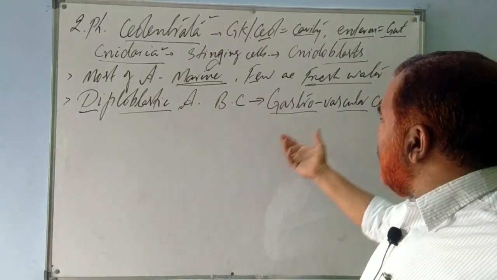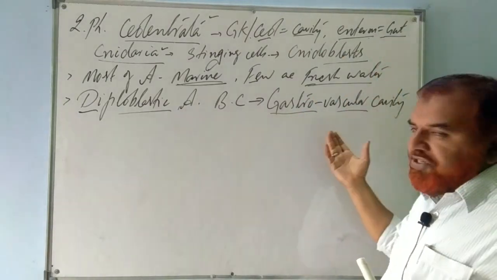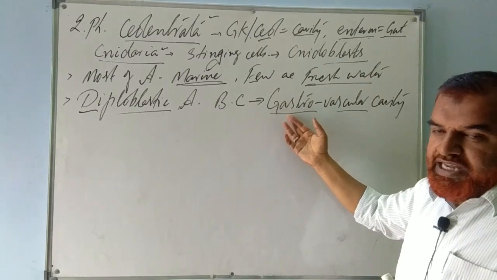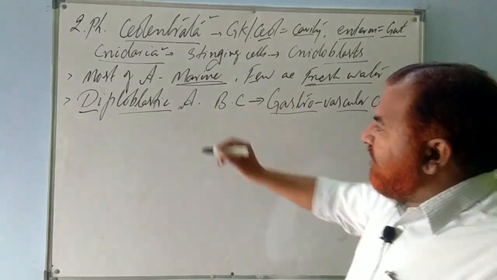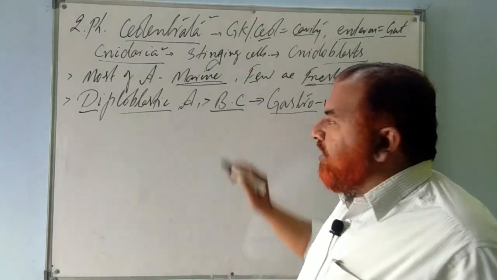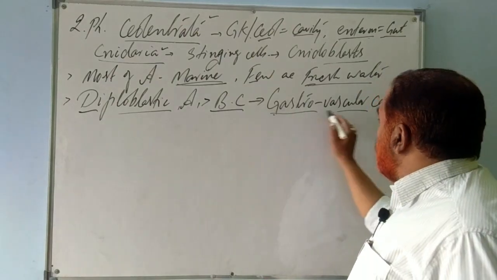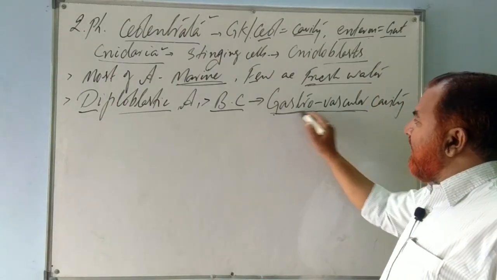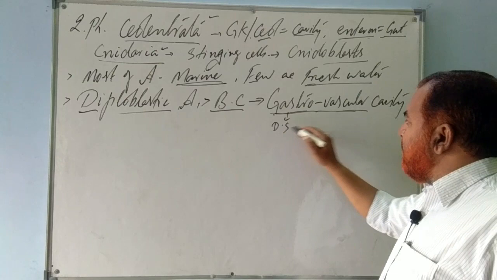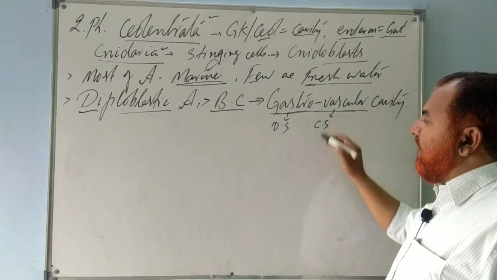So where is the body cavity? Below the gut region, near the stomach region. Gastro. So they are diploblastic animals. One point. Second point, they have a body cavity known as the gastrovascular cavity. What do you mean by gastro? It refers to the digestive system. Vascular refers to the circulatory system.